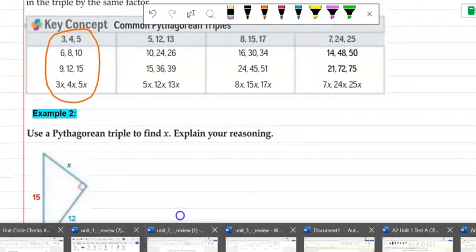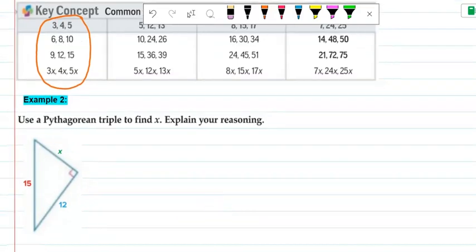So again, not necessarily required to memorize because you can always use the Pythagorean theorem to figure it out. But this one is asking us to locate the triple. So what I would look at is take the numbers that you know, 15 and 12, and think, what is the greatest common factor between 15 and 12? Hopefully you're thinking, well, we could divide both by 3. So 15 divided by 3 would be 5. 12 divided by 3 would be 4.